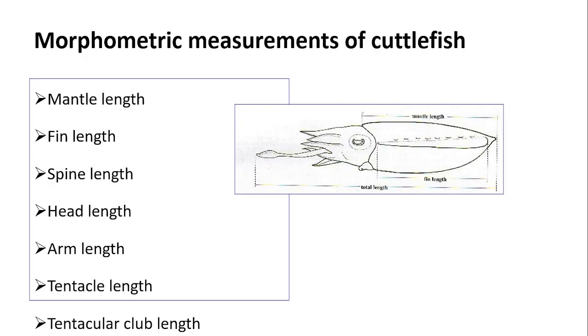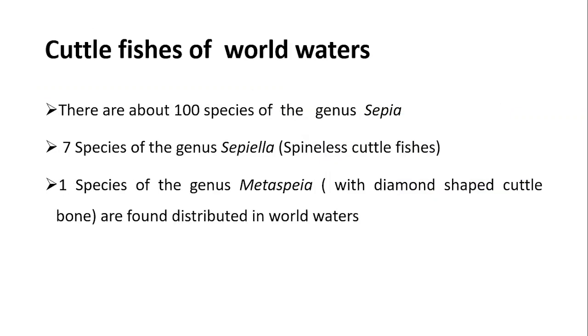This is a morphometric measure of cuttlefish. This is the mantle length, which is measured from the mantle cavity, the fin length, which is measured from the side of the wings cavity, and the spine length, which is measured from the posterior bottom of the region, head length which is measured in different regions, arm length, tentacle length, and tentacular club length.